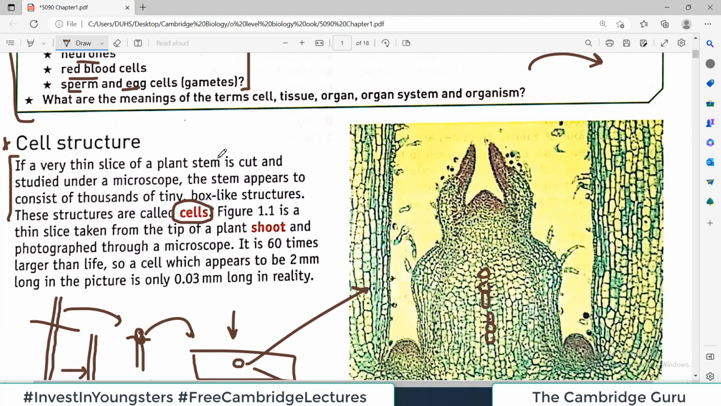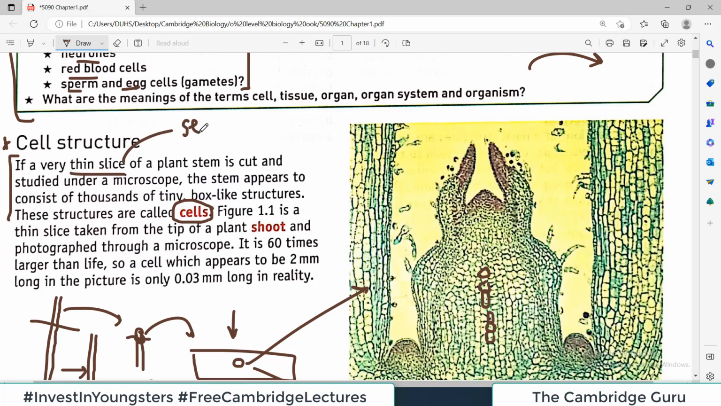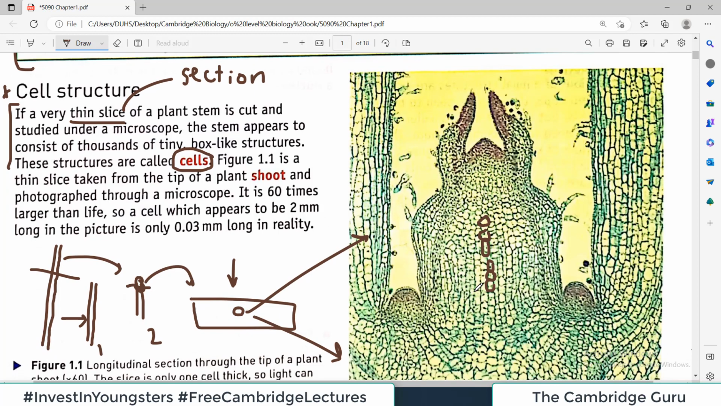So these three lines are very important. Let us read them one more time. A very thin slice is equal to a section; you can call it either a slice or a section in biology. So if a very thin slice of plant stem is cut and is studied under a microscope, the stem appears to consist of thousands of tiny boxes. These thousands of tiny boxes are called cells. Okay, figure 1.1 is a thin slice taken from the tip of a plant shoot and photographed through the microscope.